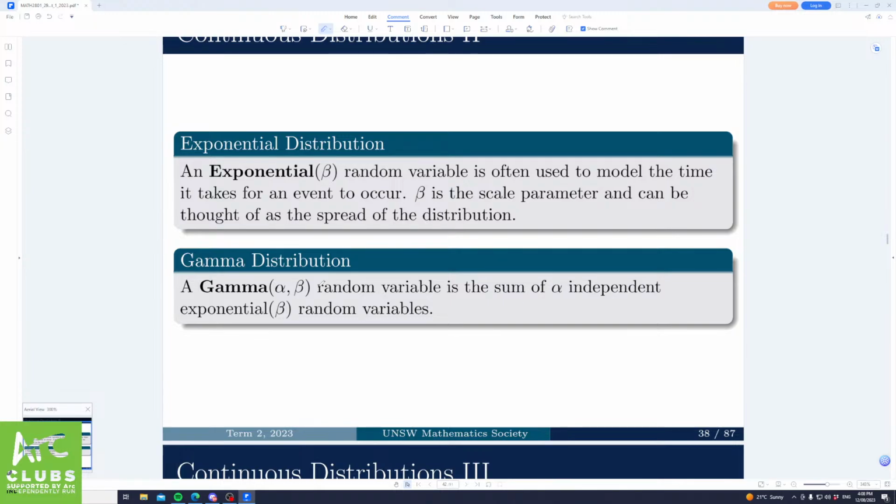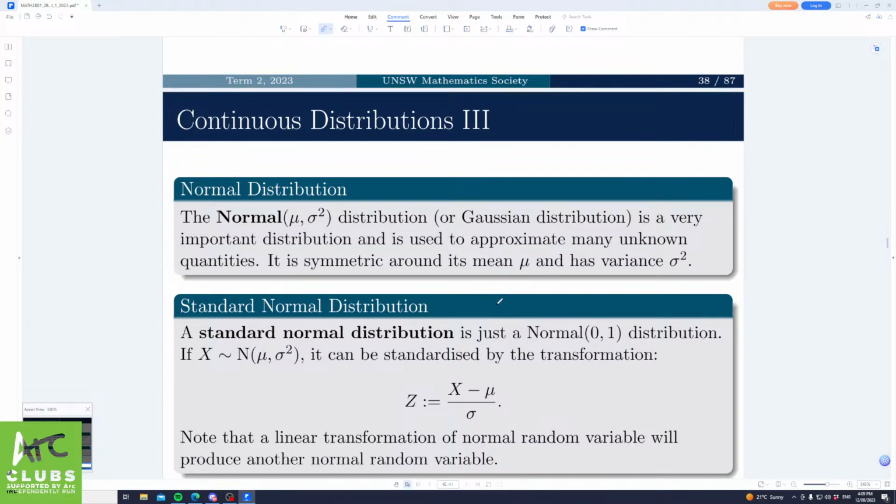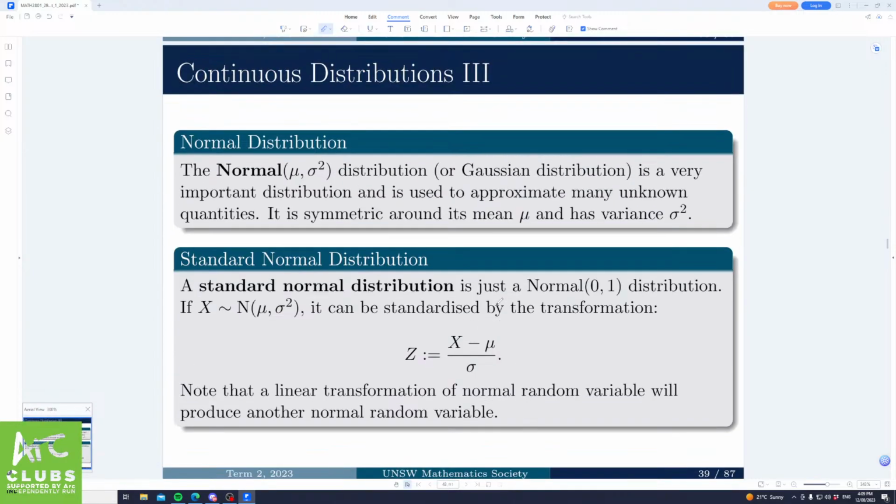Gamma distribution, not too sure what the application is for this one, but just know that when you sum alpha independent exponential random variables with parameter beta, you can combine that into a single random variable that follows a gamma(alpha, beta) distribution. So just know that it's when you sum alpha independent exponential variables. And I believe, yeah, we have normal and beta left.